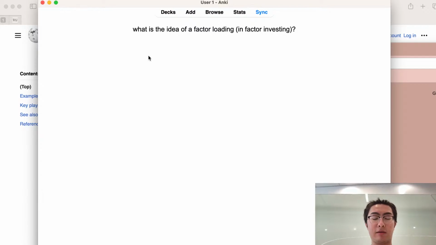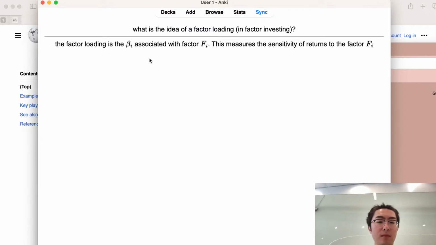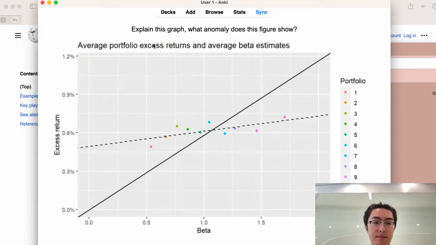What is the idea of a factor loading in factor investing? All that is, it's the coefficient associated with the factor when you're trying to run a regression based on the returns. Sensitivity of returns to the factor Fi.